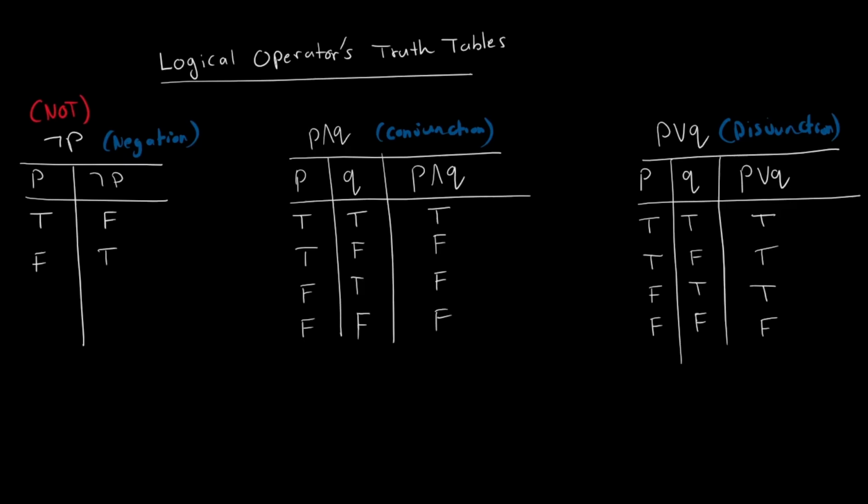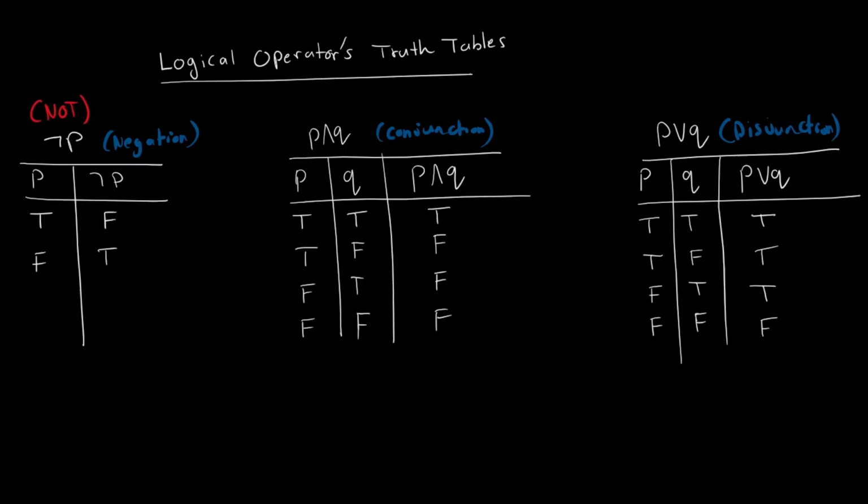We have one single letter here, which is P, and it can either be true or false, right? And when we invert it, which is basically what the negation is doing, it's going to go from true to false. And if I have false at the beginning, it's going to go to true. So that's all for the negation.